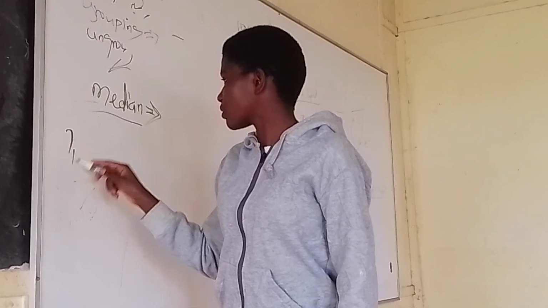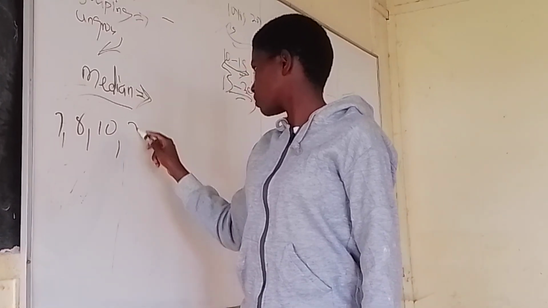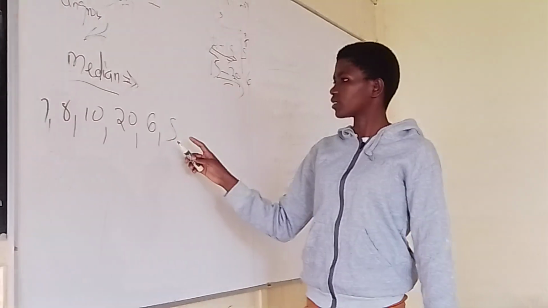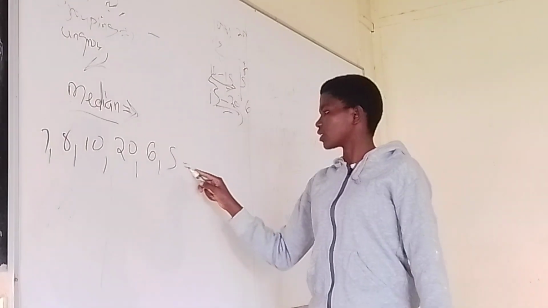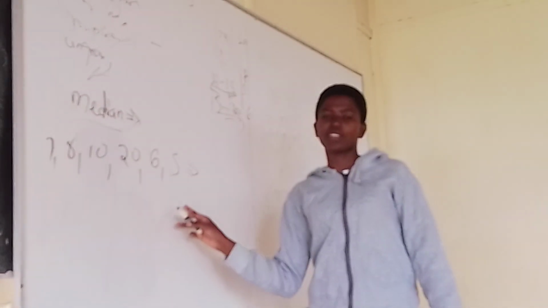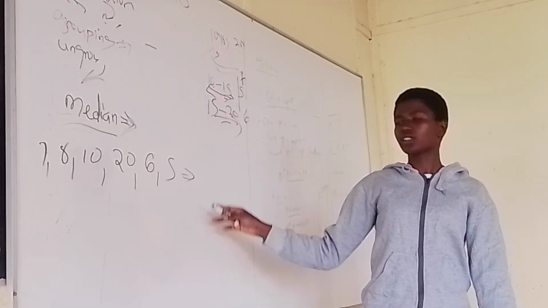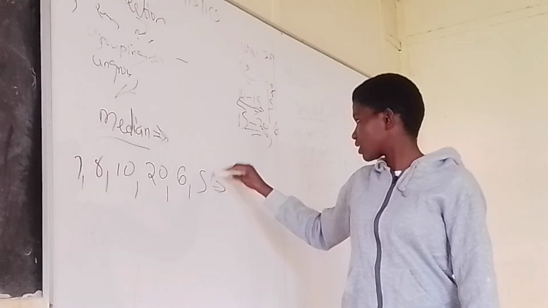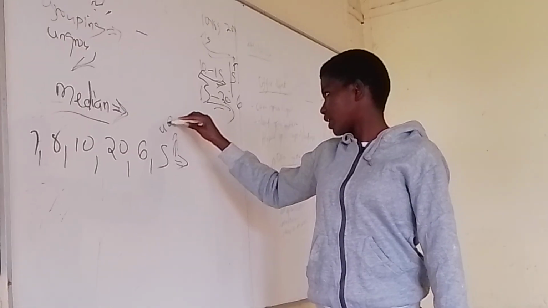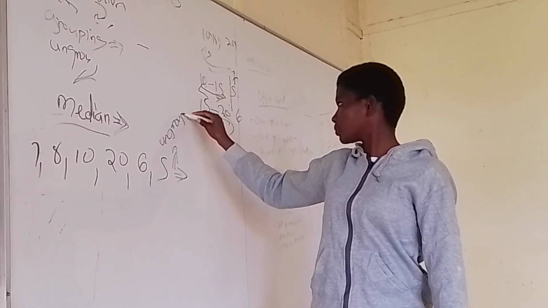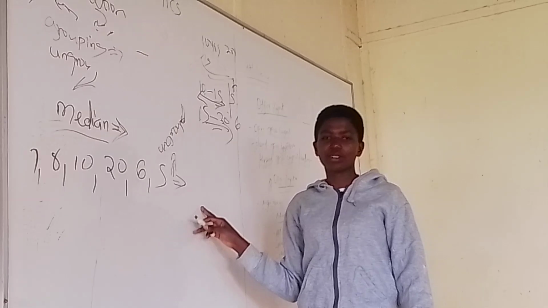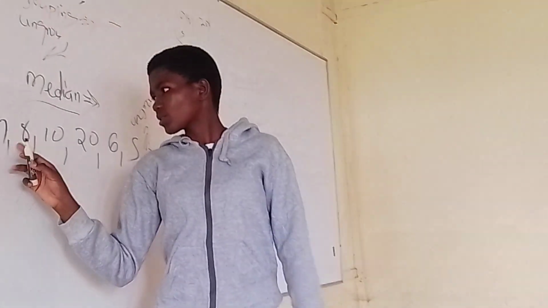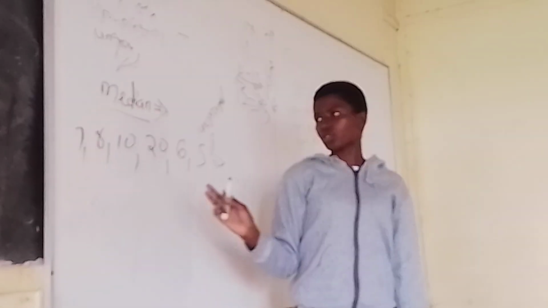So maybe you are given this information to find the median of this data. In finding the median, the first process is to arrange the data in ascending order. This is an example of ungrouped data. When you want to find the median of ungrouped data, you arrange the values in ascending order. That means you arrange them from smallest to largest.